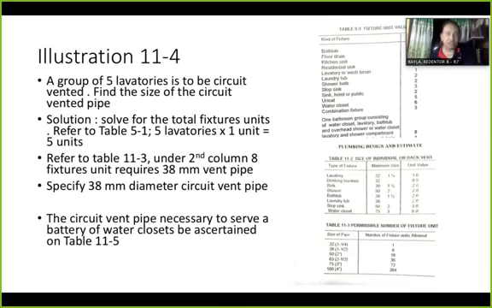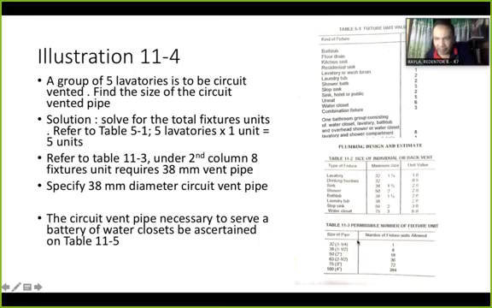Same thing with illustration number 4. We have 5 lavatories, circuit vented. Find the size of the circuit vented pipe. So total the fixture units. So a lavatory has one fixture unit. So 5 units. So refer to 11-3.